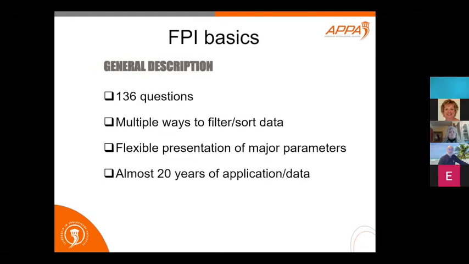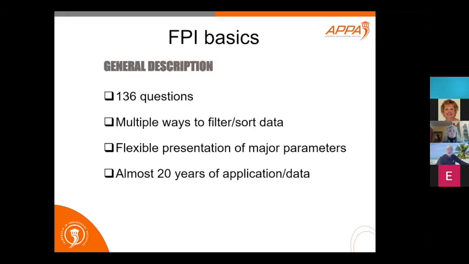So first of all, FPI has become a little bit more streamlined. There are now only 136 questions. The former abbreviated version had over 170 questions, and the detailed version had many, many more questions. So it was an overwhelming problem, but now it's been streamlined and we've focused the questions on those things that have become more important to folks.